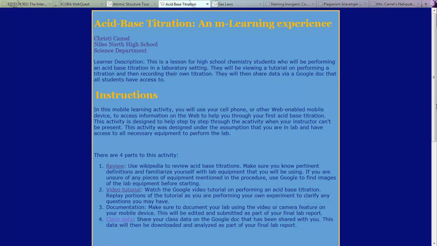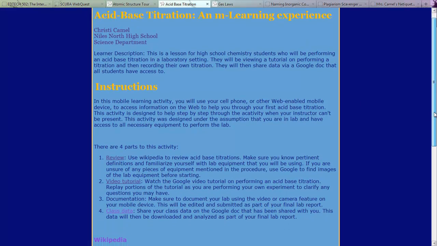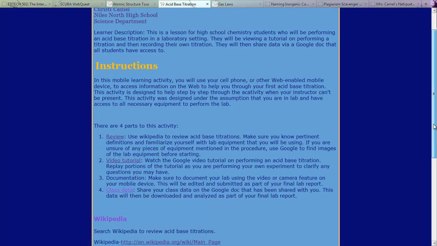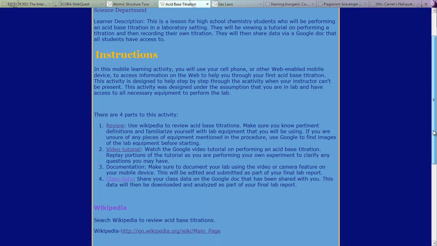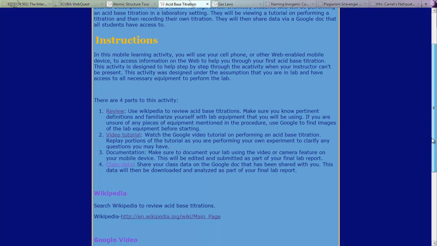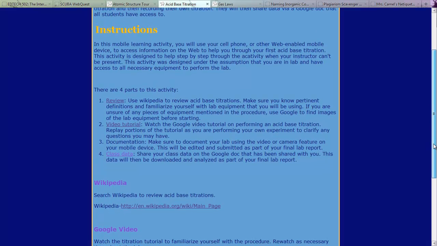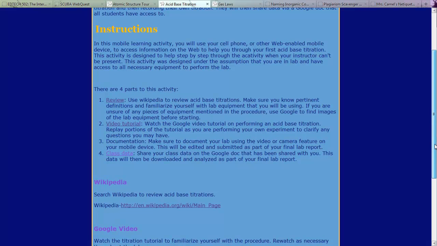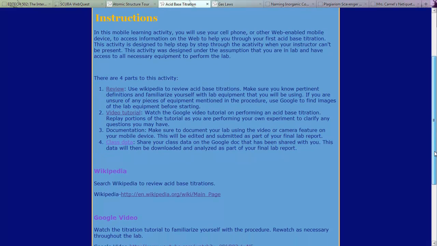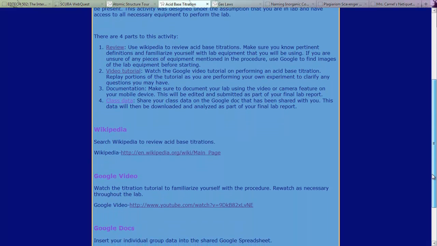In the mobile learning activity, I was able to design an activity that allowed students to use their smartphones to complete a lab activity. Here, students were allowed to use their smartphones to review over acid-base titrations, view a video tutorial on how to perform a titration, and then use a Google Doc in order to share their data with the class.